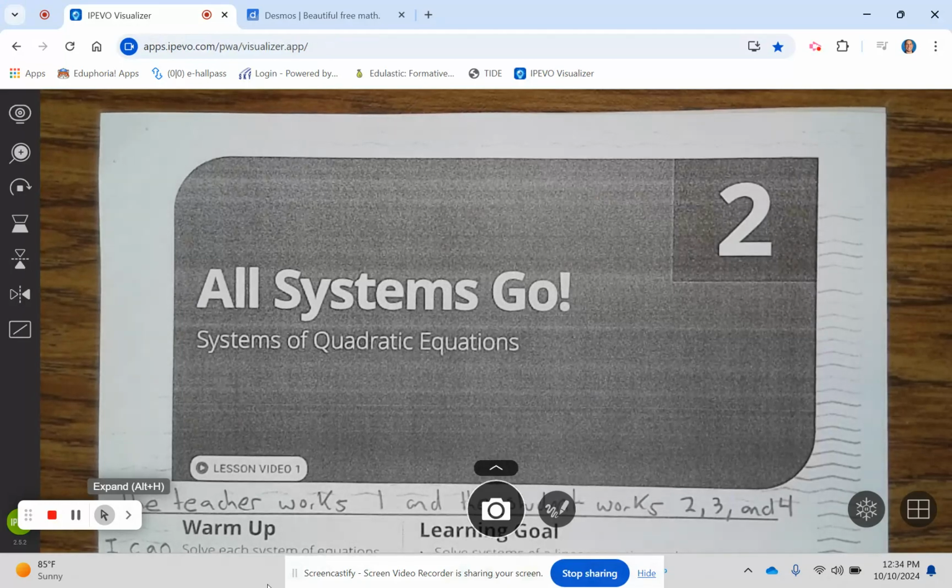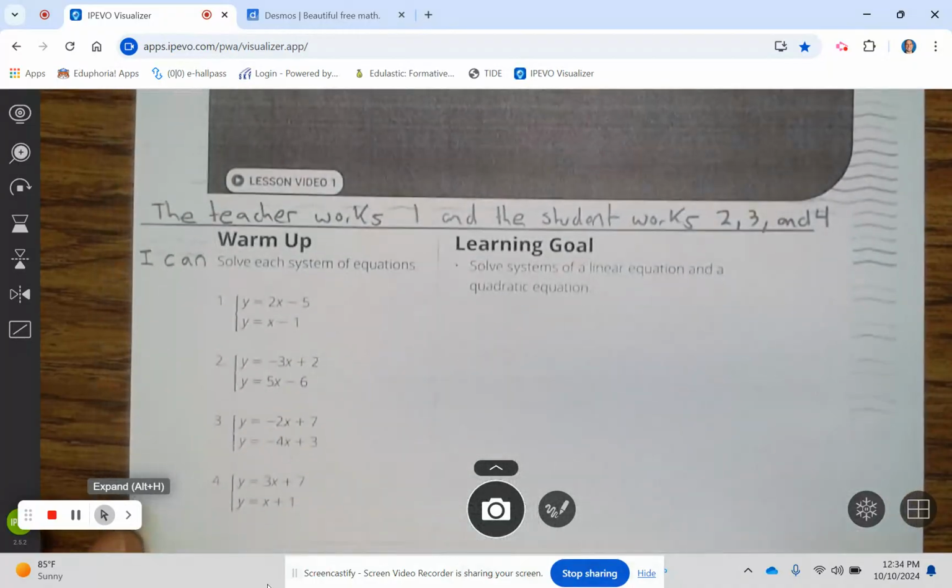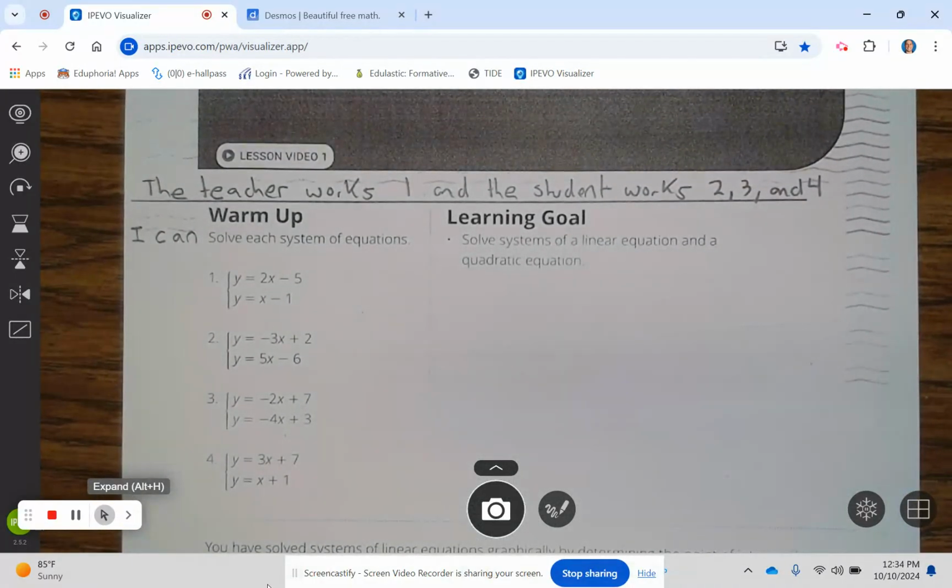Okay, Wildcats, today we're going to do All Systems Go: systems of quadratic equations. The teacher works 1 and the student works 2, 3, and 4.